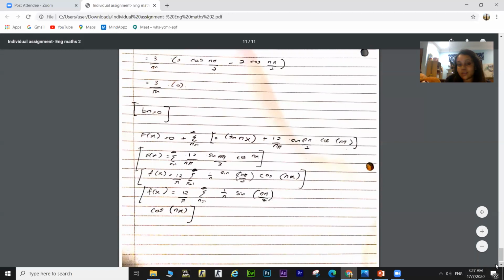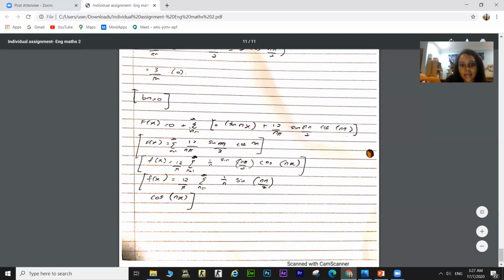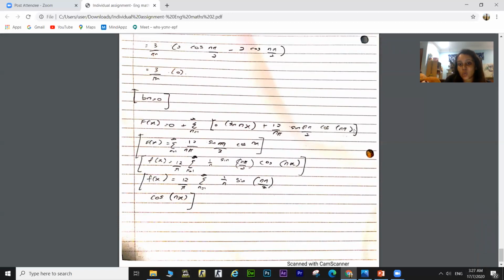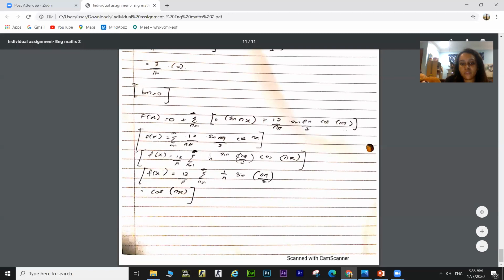So the last part is we find fx, which is 0 sum from n equals 1 to infinity, bracket 0 sine nx plus the an value, so 12 over pi n sine n pi over 2 cos nx. So fx equals sum from n equals 1 to infinity of 12 over pi n sine n pi over 2 cos nx. Another step, fx equals 12 over pi. We bring this to the front, and 1 over n sine n pi over 2, cos nx. So fx equals 12 over pi sum from n equals 1 to infinity, 1 over n sine, bracket n pi over 2, and times cos nx. So these are the value of fx.